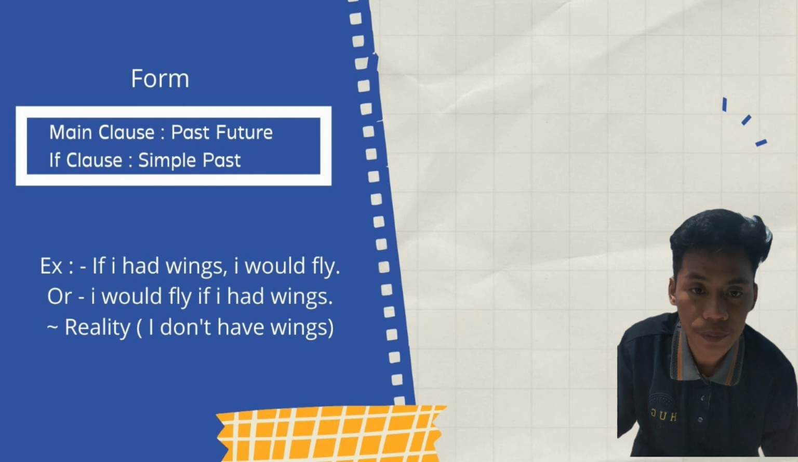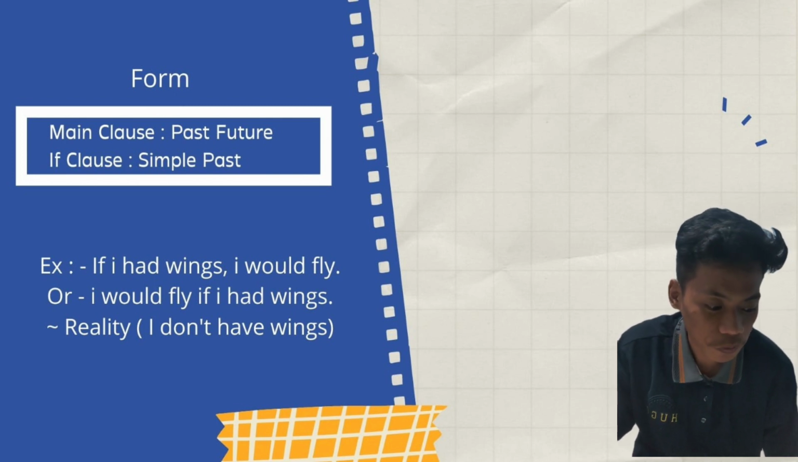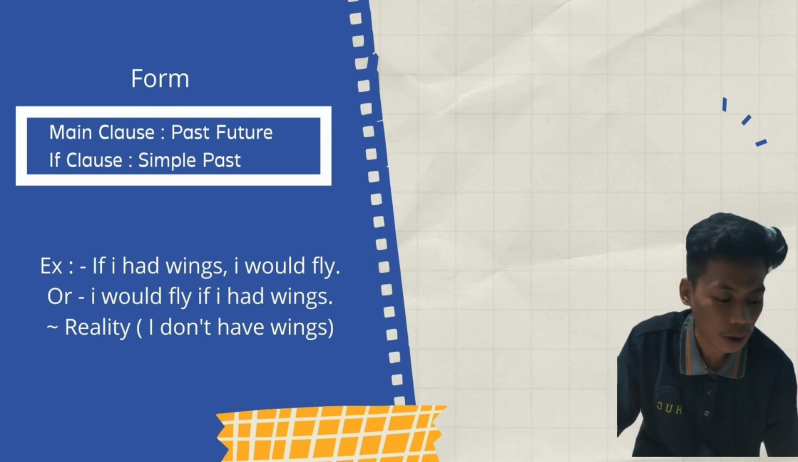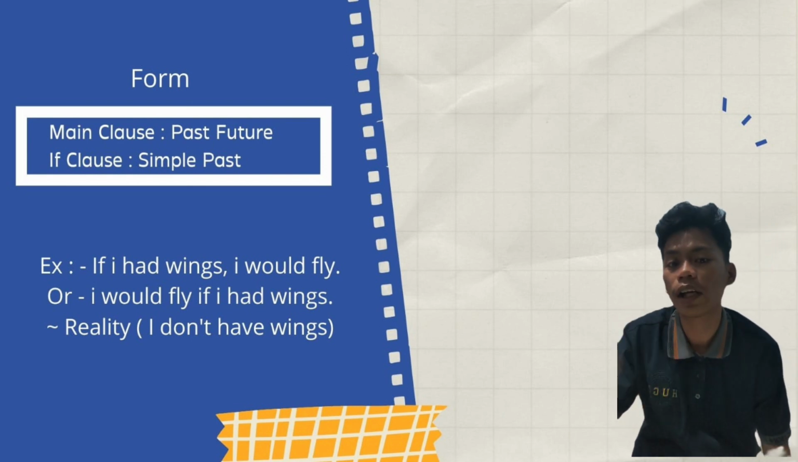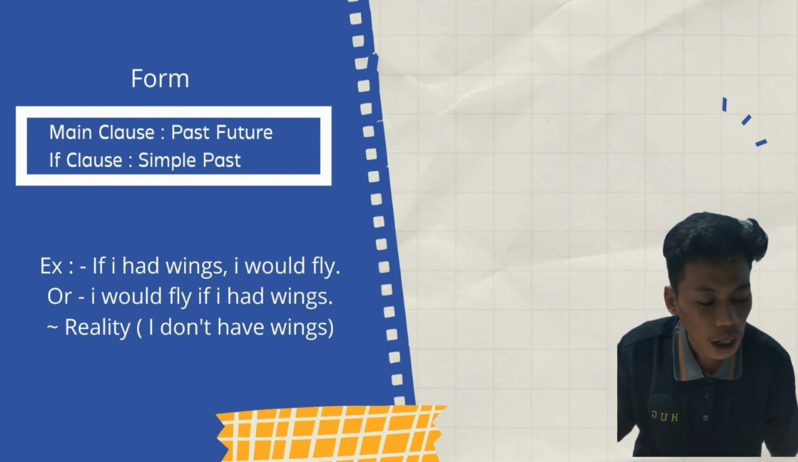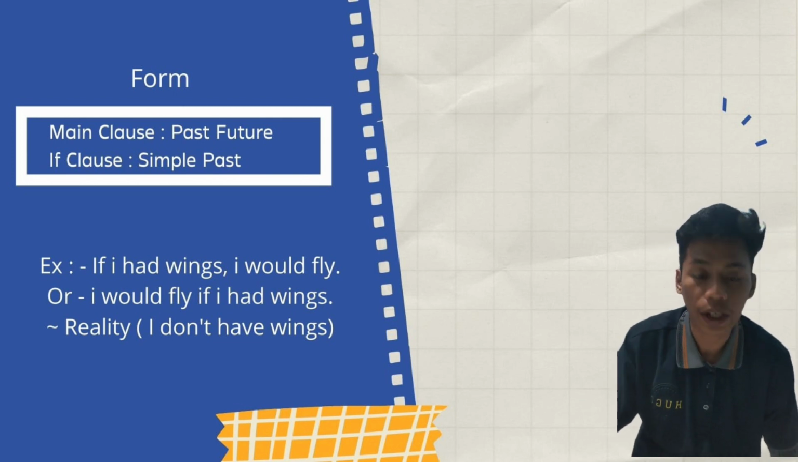The form of conditional sentence type 2 is: main clause using past future and if clause using simple past. For example: if I had wings, I would fly, or I would fly if I had wings. I repeat once more: if I had wings, I would fly, or I would fly if I had wings.